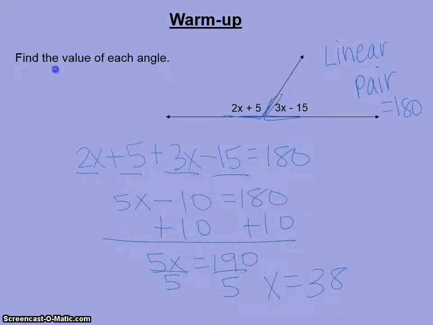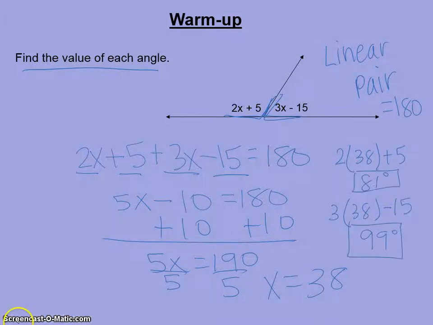Now, if I look back up here at the question, it says find the value of each angle, so we're not done yet. So what we have to do is plug 38 into each of these equations here. So I'm going to take 2 times 38 plus 5 and 3 times 38 minus 15. And once I work that out, I have an 81 degree angle and a 99 degree angle.